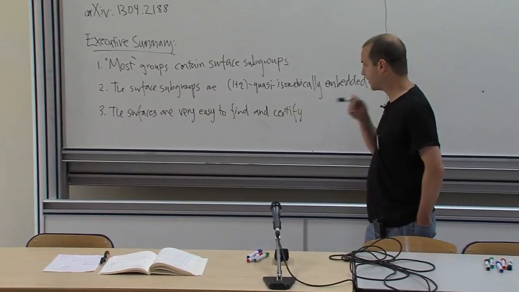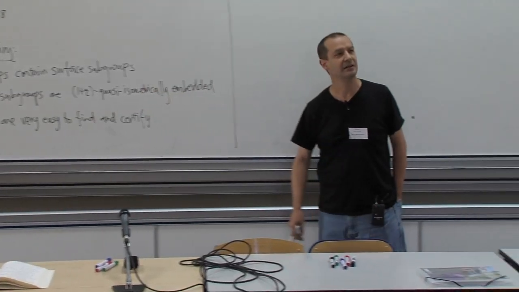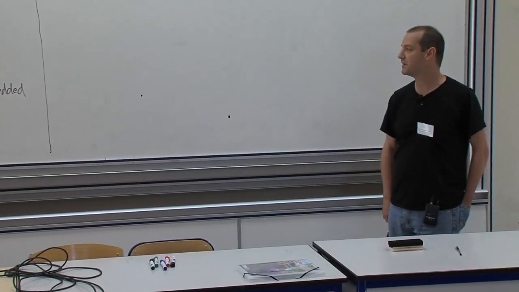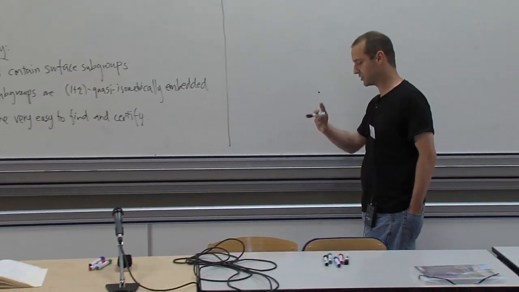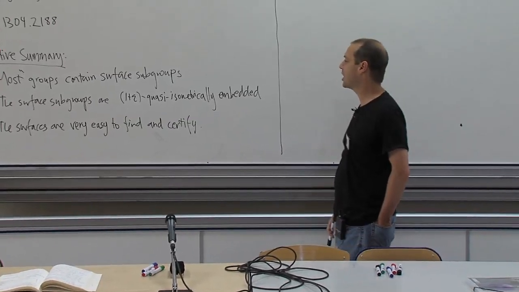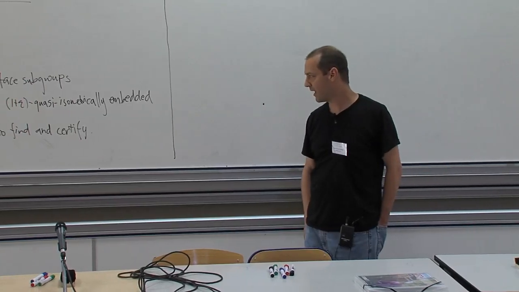Second of all, the surface subgroups are not hiding. They're very nicely embedded. The geometry of the embedding is, on the large scale, as close to isometric as it could possibly be. These subgroups are 1 plus epsilon quasi-isometrically embedded in the big groups.